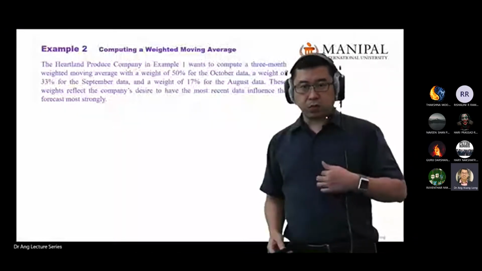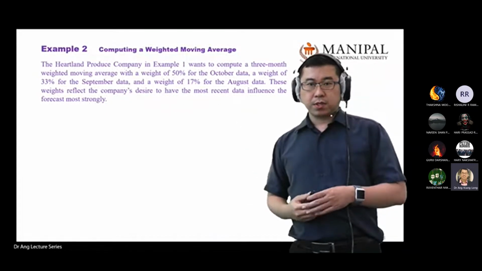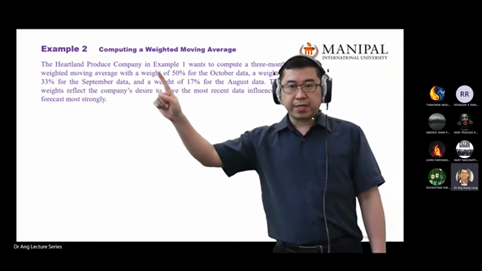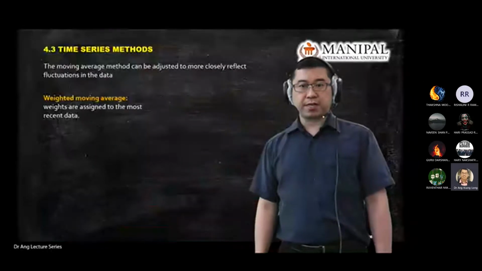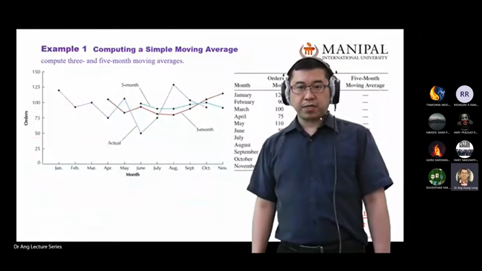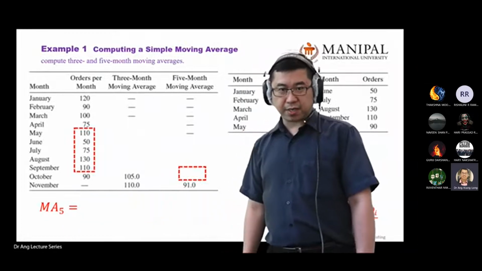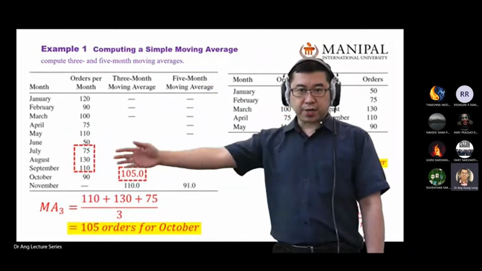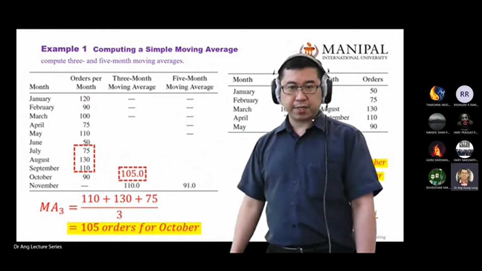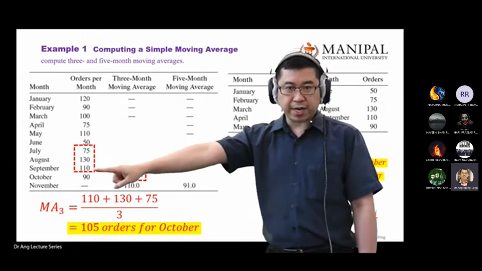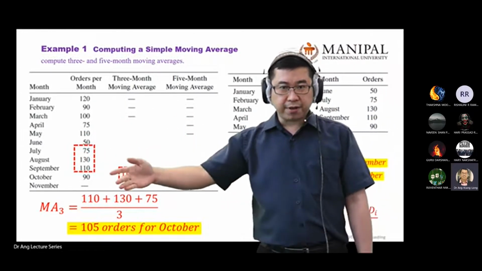Let's look at example 2. This is the company we used in example 1. So again, a recap of what the example 1 company does: it is forecasting orders from January to October. This is the real data they have, the orders from January to October.